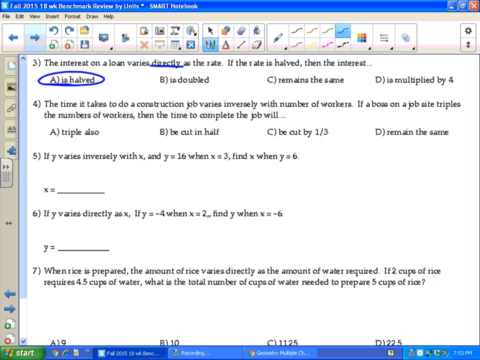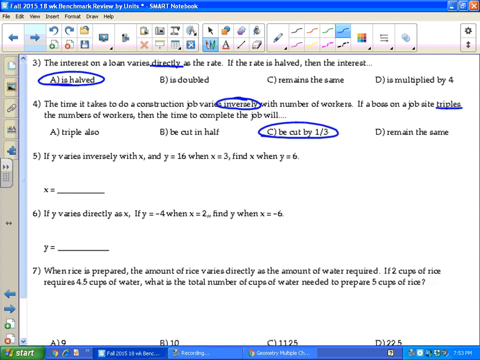Time it takes to do a construction job varies inversely with the number of workers. A boss on a job site triples the number of workers. Okay, let's remember that this is inverse. He's going to triple. So if there's 3 times as many people on the roof of the building and putting up the floors and all that stuff, 3 times more people would mean that the job should take less and less and less. How much less? Well, proportionally, if you triple the number of workers, multiply them by 3, you should cut the time by 3. So it's cut by 1/3.